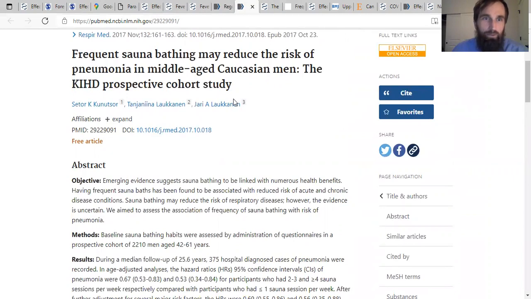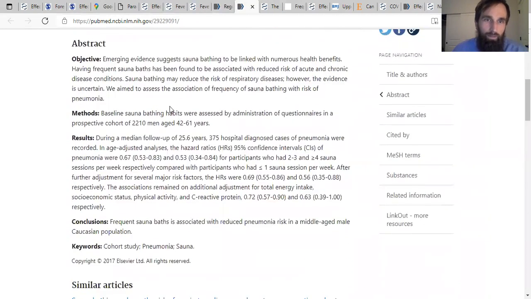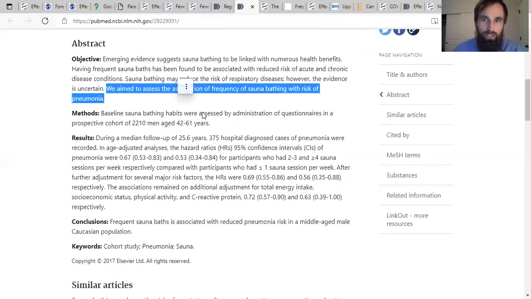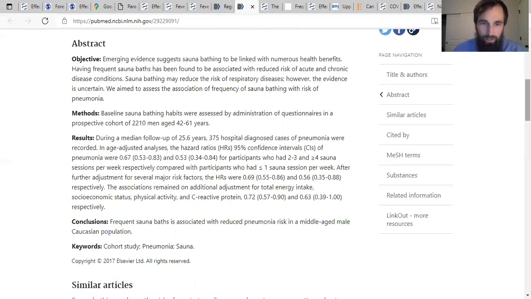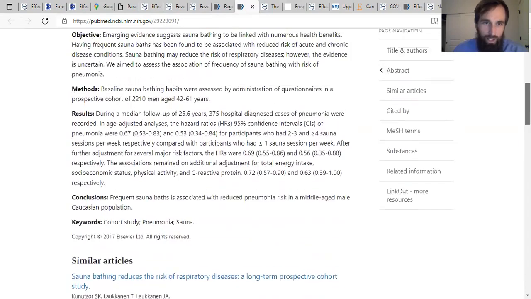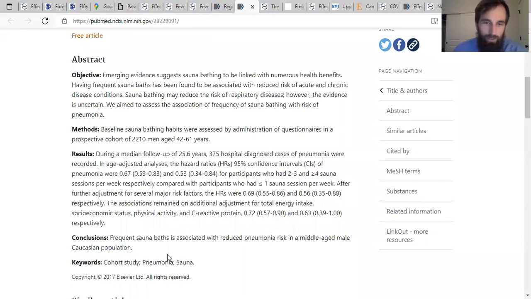So frequent sauna bathing may reduce the risk of pneumonia in middle-aged Caucasian men. This is a cohort study. They were trying to assess the association of frequency of sauna bathing with risk of pneumonia. And the conclusion: frequent sauna baths is associated with reduced pneumonia risk in the middle-aged male Caucasian population. Now, the conclusion of something like this would say we need more studies to see if it works with other people.